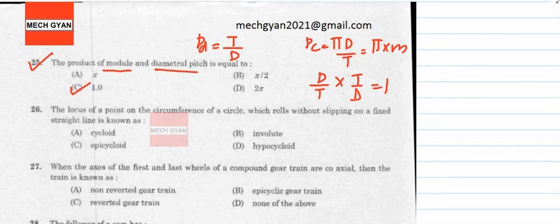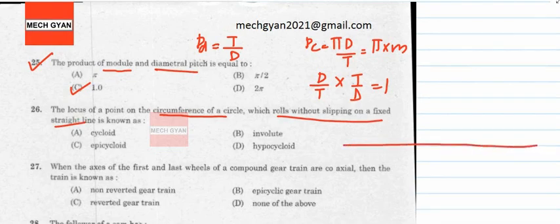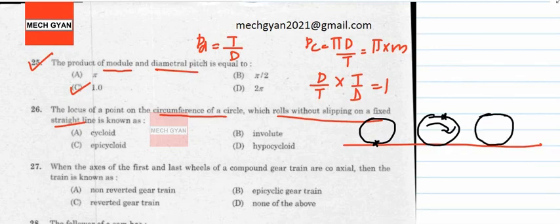Question number 26. The locus of a point on the circumference of a circle which rolls without slipping on a fixed straight line is known as. So there is a fixed straight line and there is a circle. The circle rolls, so the point moves here. Again the circle rolls, the point moves here. The locus of all those points, we will get it like this and similarly like this. Answer is A, cycloid.